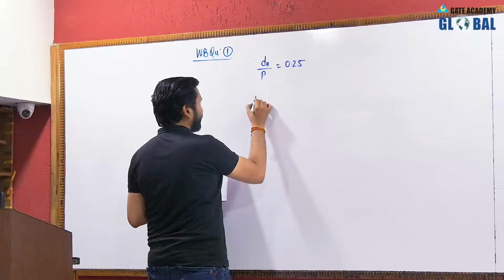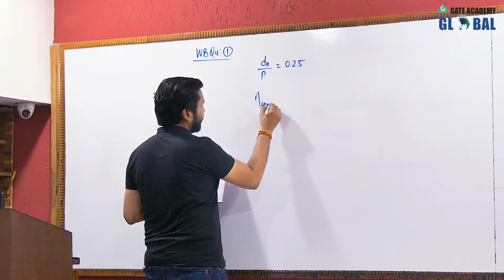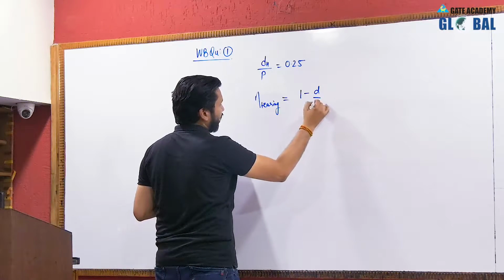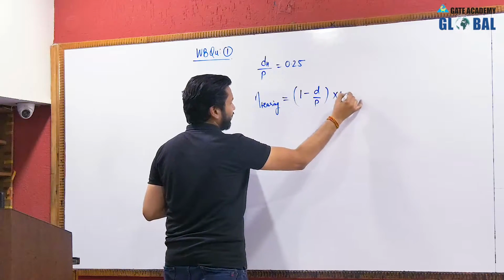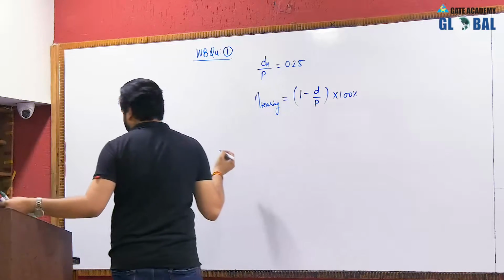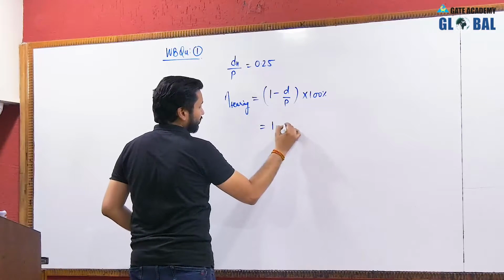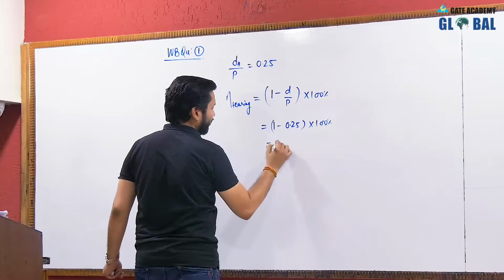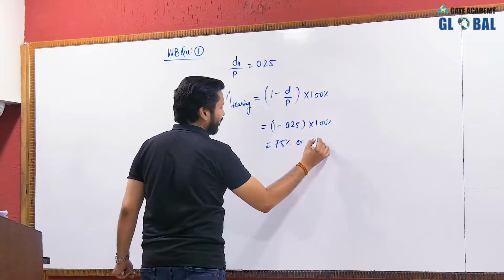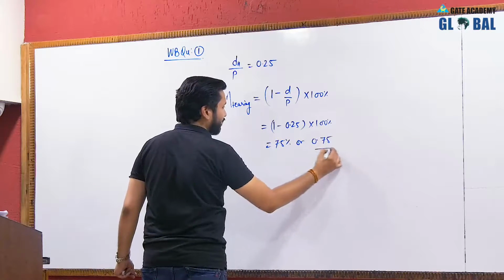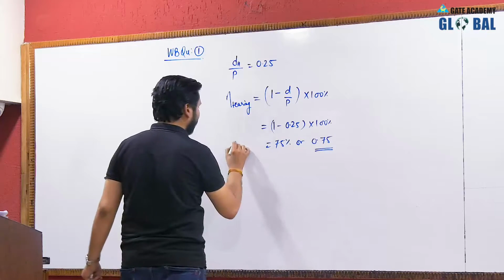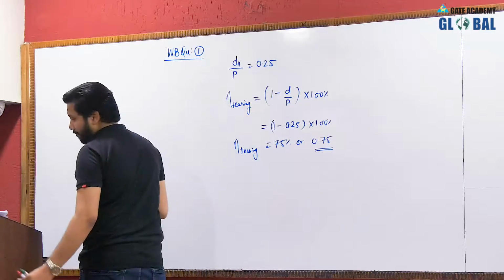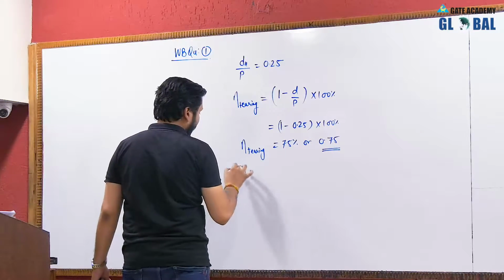We know that the tearing efficiency will be 1 minus d by p into 100%, this will be the formula. So this will be 1 minus 0.25 into 100%, that is 75%, or you can write 0.75 if you don't want to represent it in percentage. So this will be the tearing efficiency. According to this, option number B will be the right answer.